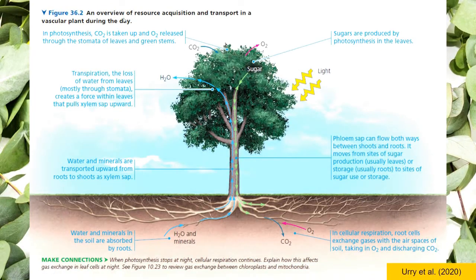This is an overview of resource acquisition and transport in a vascular plant during the day. Plants absorb water and minerals from the soil. This is where they get their water and minerals, and they are transported by the xylem tissues. Water and minerals are transported by the xylem upward into the plant, and then some of the water molecules are lost in transpiration.